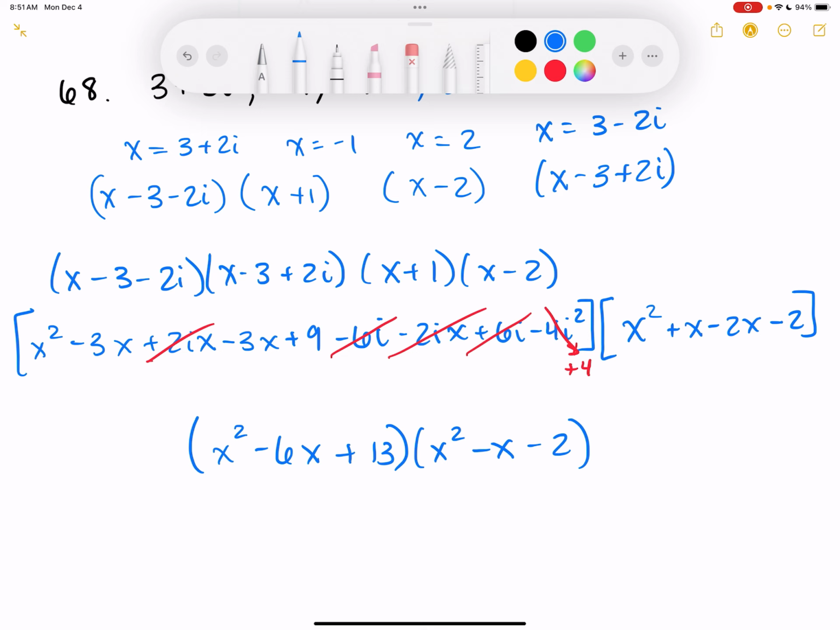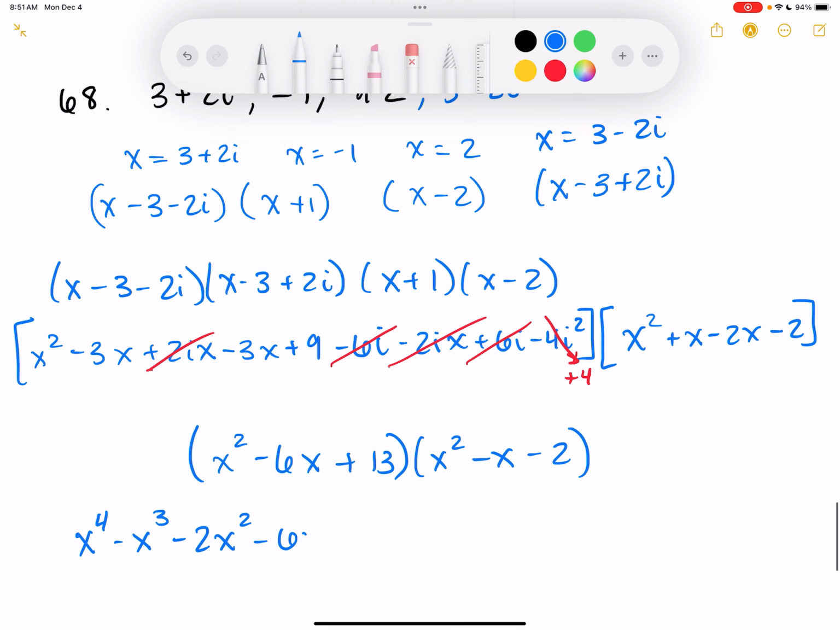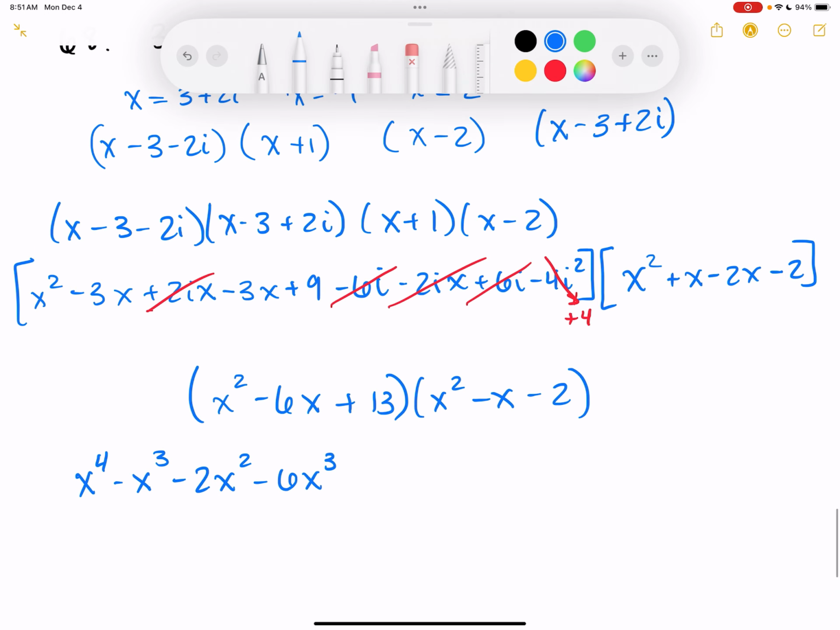So it's going to be x to the 4th minus x cubed minus 2x squared minus 6x cubed plus 6x squared plus 12x plus 13x squared minus 13x and minus 26. And then now just combine like terms.